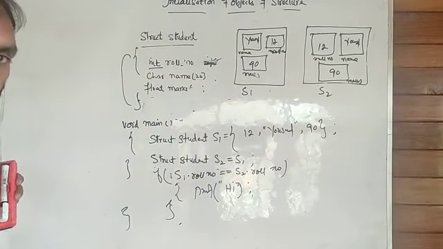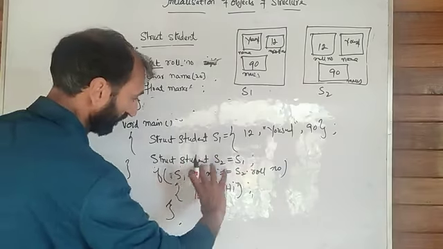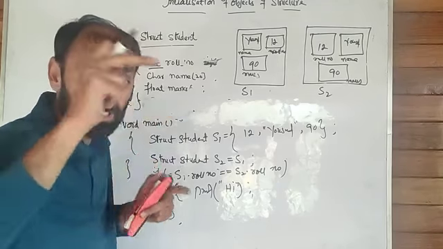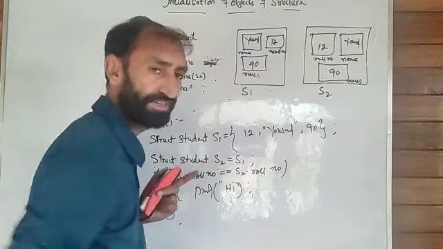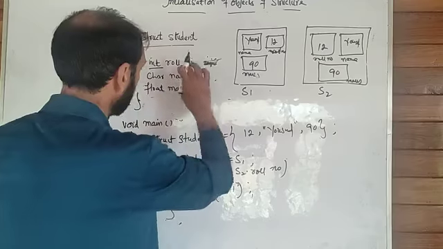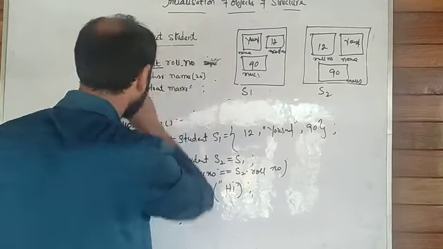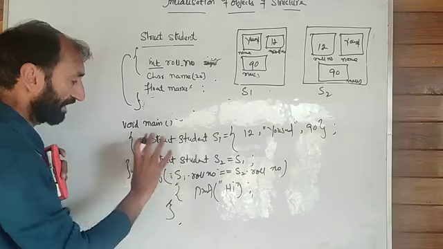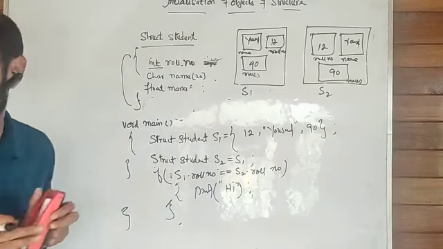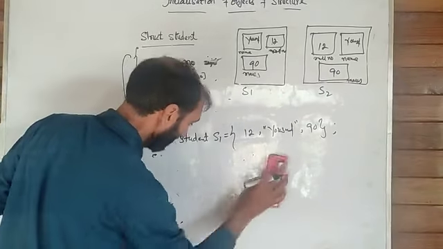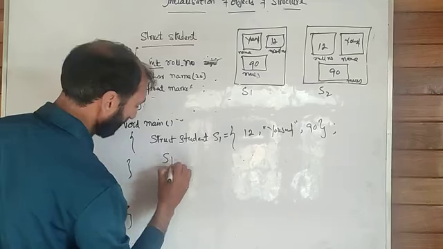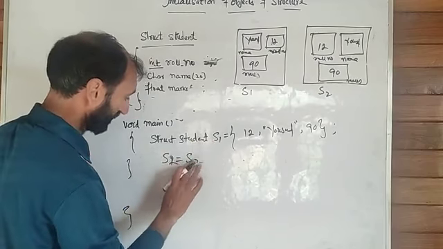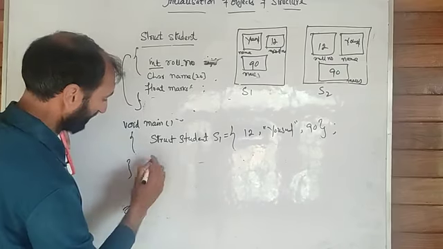We cannot perform the relational operations on these structure objects. But we can compare the members of these objects. I have to compare with individual members, but you cannot compare the whole structure. We have to take care of these things while we are using the structures. Third one: S1 equal to S2, that means S2 equal to S1.